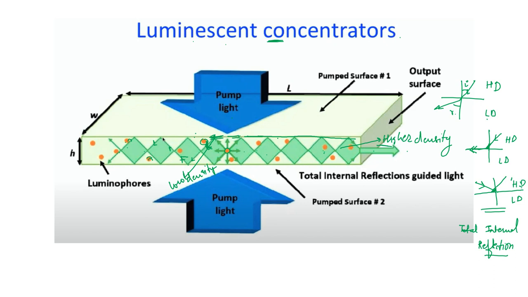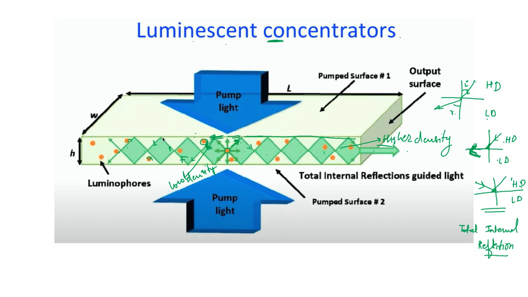What happens is, when this light emitted by the luminophore strikes this wall, it is total internally reflected to another direction within the same medium. Why? Because, as I had explained, when light passes from a high density medium to a low density medium, it gets refracted away from the normal. When the density continues to decrease to a further lower density, it will move further away from the normal. Sometimes it can move perpendicular or towards.